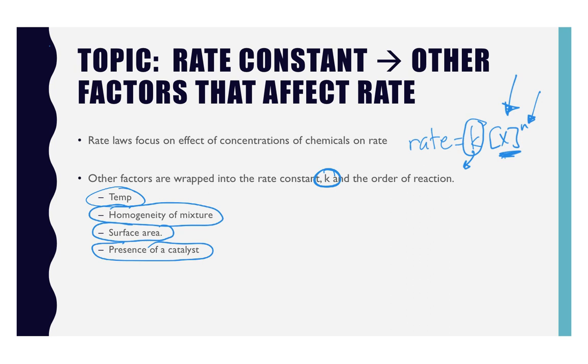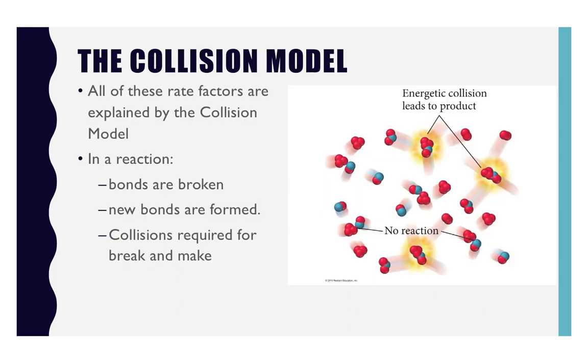So we do need to spend a little more time talking about the factors that get wrapped into k and into that reaction order. Those factors can be explained by the collision model. The collision model basically says that in order for a reaction to happen, you have to have bonds getting broken and new bonds getting formed. In order for bonds to break and form, you have to have atoms colliding with one another.